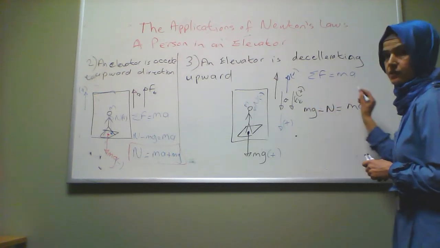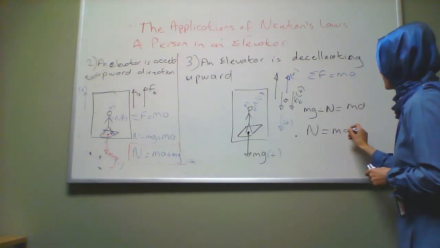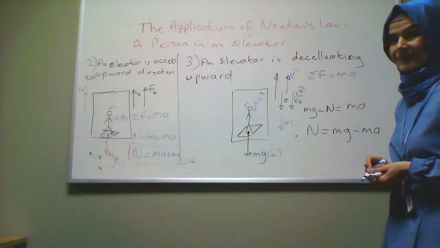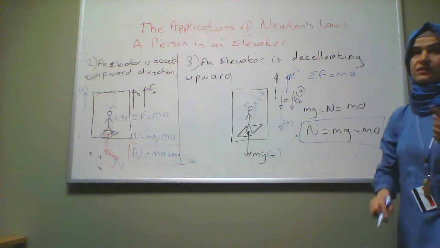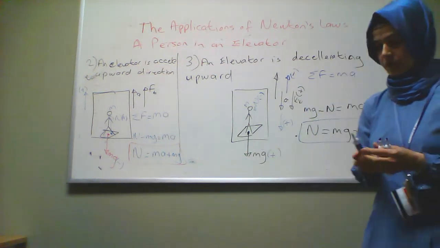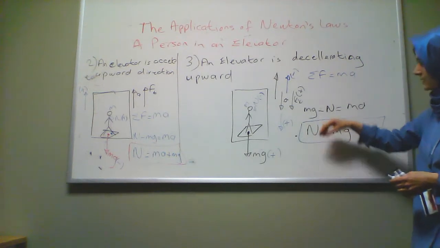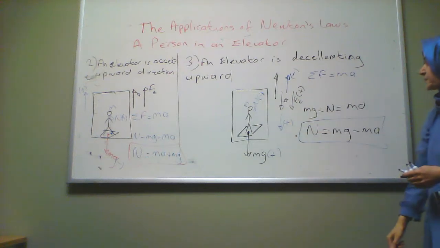If I rearrange this for N, I'll get N is equal to mg minus ma. So you're lighter, and you feel that already. Go and retry this, feel this, if you haven't noticed this before. I'm sure you've noticed, but that's what happens. So your weight is less because the elevator is slowing down while moving upward.